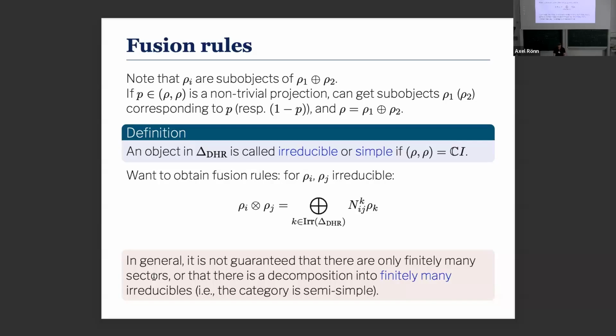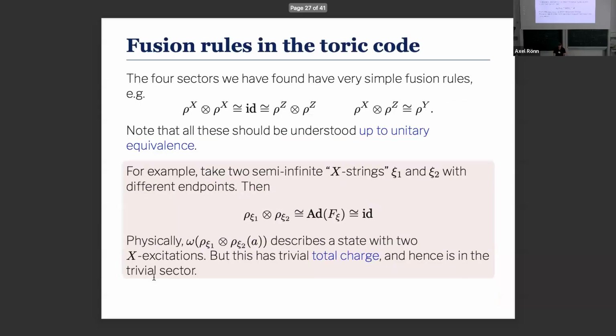Right, but in the toric code, that's not going to be a problem. As I said, we always have this finite thing here. I'm really trying to wrap up soon because we have talked almost an hour.